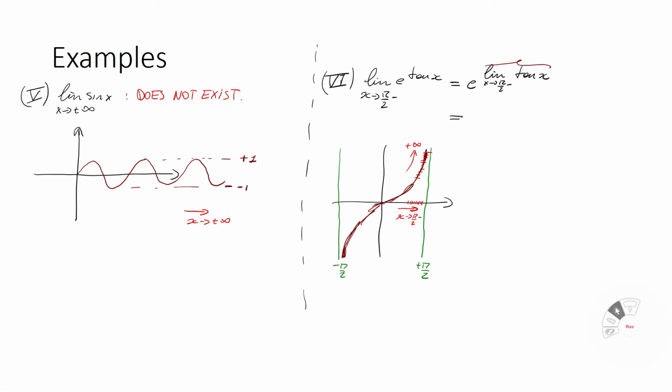So what that means for our combined function here, the limit of tan of x, we've established that is plus infinity. So what we basically end up with here is the limit of e to the power y as y goes to plus infinity, and we get plus infinity as well.